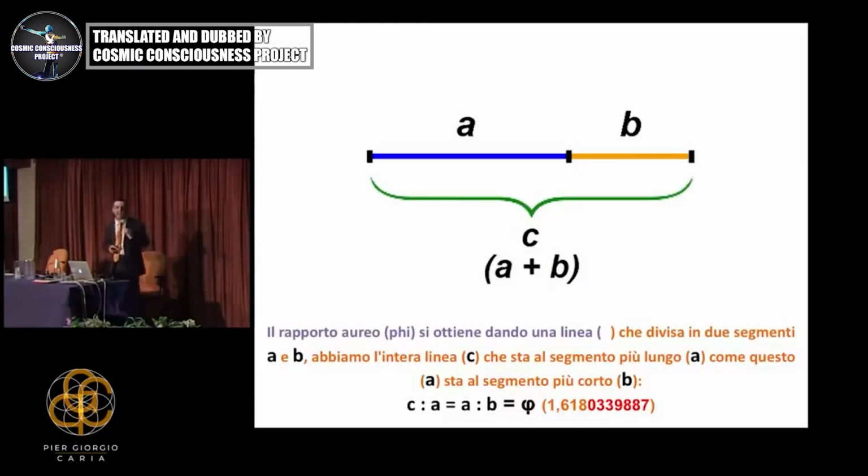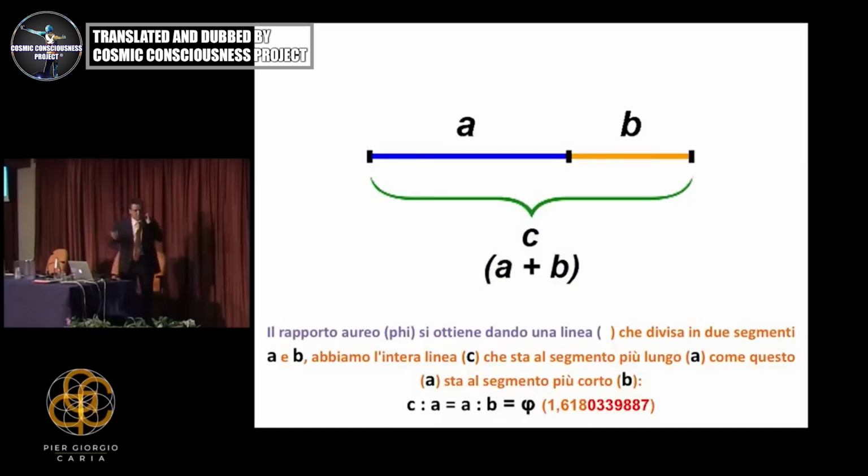The golden ratio, or golden section. The golden ratio, or phi, is obtained by dividing a segment into two parts, where the ratio of the whole segment to the longer part is equal to the ratio of the longer part to the shorter part. When this ratio is met, we obtain phi, which is the number 1.618.